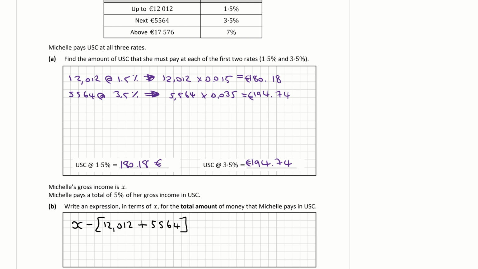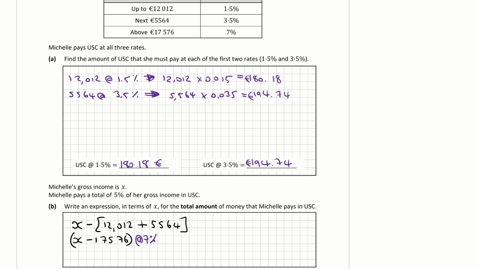So that means it's going to be her amount of wages, or whatever amount of money she has, minus, adding these together gets €17,576. So that's how much money she has left, and she has to pay that then at her new USC band, which is above the 17,756. There's that figure here. So that's going to be at the 7%.